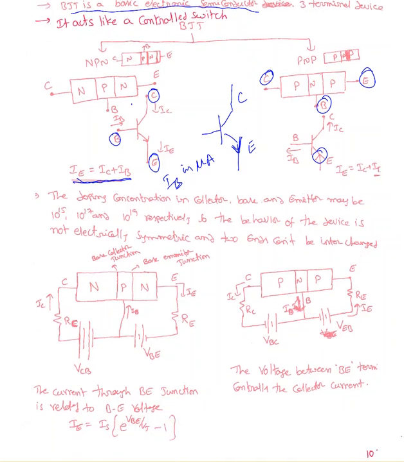The doping concentration in collector, base, and emitter varies, as I mentioned. So the behavior of the device is not electrically symmetric. That means if I take this NPN transistor, I cannot use the emitter terminal as a collector. It's not a symmetrical device, so you cannot interchange the ends.